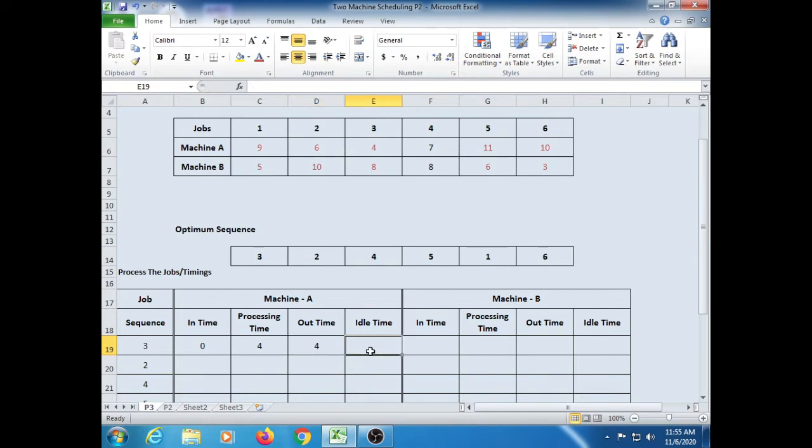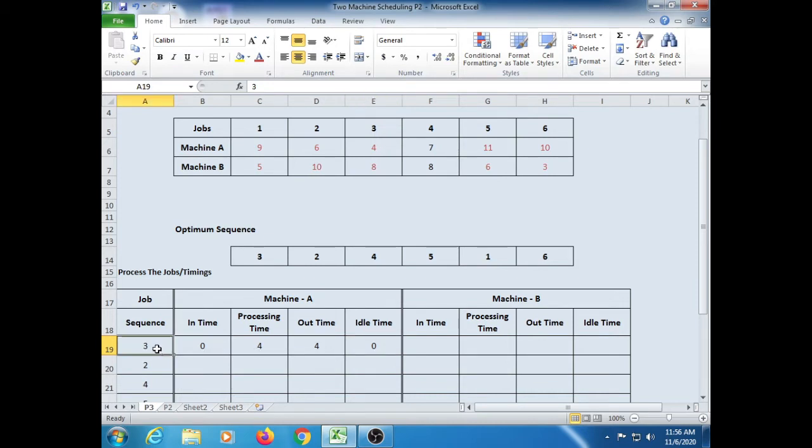Okay, so what is the idle time? Idle time is nothing but waiting time. So did machine A wait for anything? Nothing, because we have started the first job at 0 hour. So that 0 hour we have to consider. That means machine A didn't wait for any job to process. So here the idle time is 0.